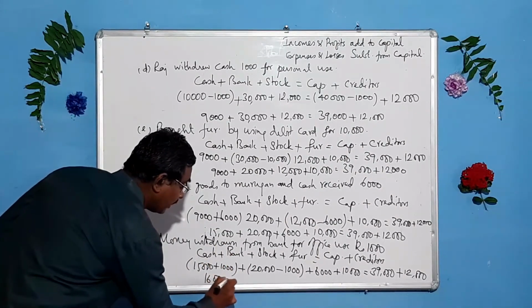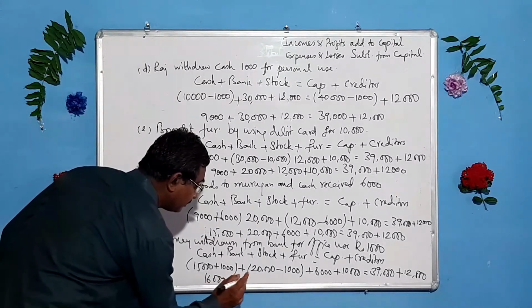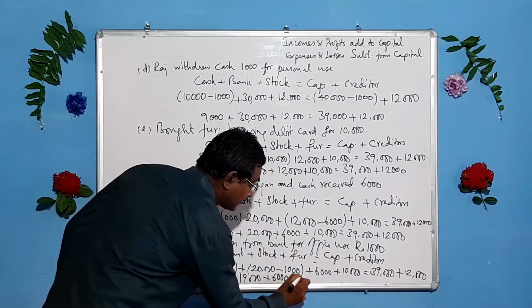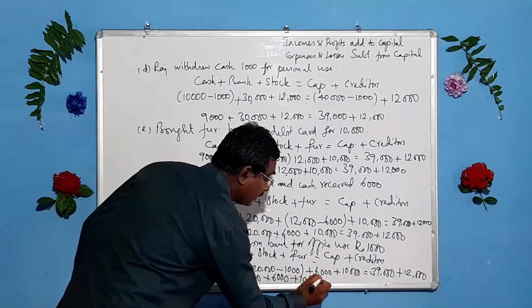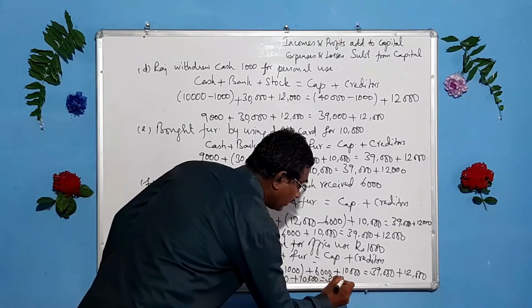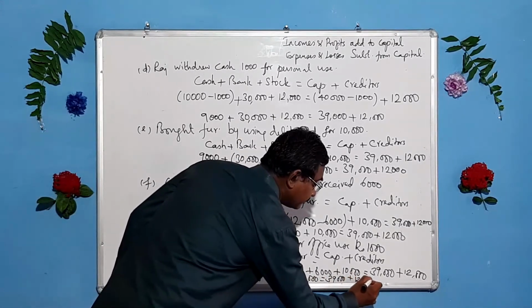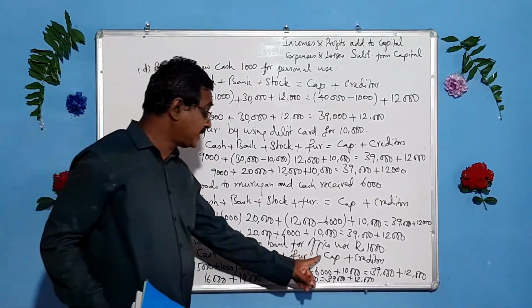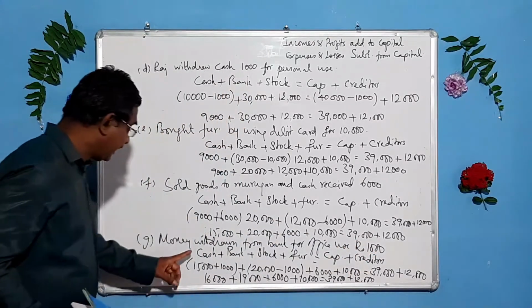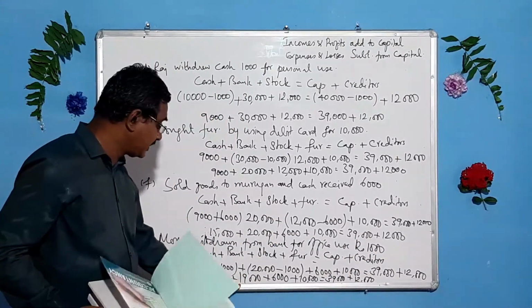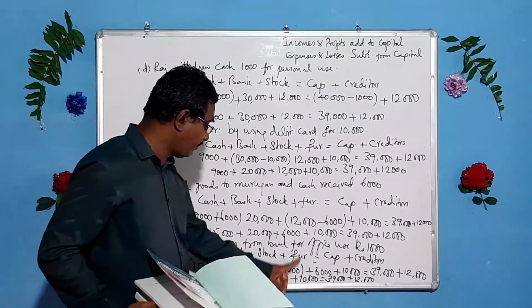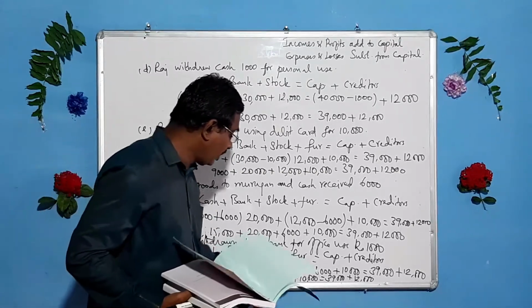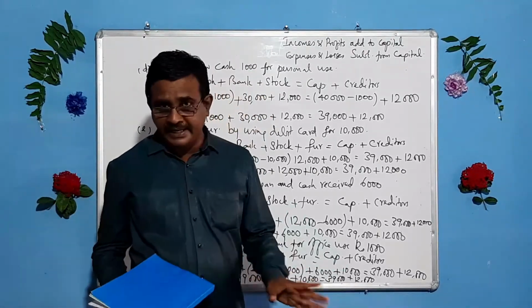Now go for doing the complete work. 16,000 plus 19,000 plus 6,000 plus 10,000 is equal to 39,000 plus 12,000. And the equation is cash plus bank plus stock plus furniture is equal to capital plus creditors. Cash amount is 16,000, bank amount is 19,000, stock is 6,000, furniture is 10,000. On the whole, 16, 35, 41, 51, and 39, 12, 51. We have done it correctly.